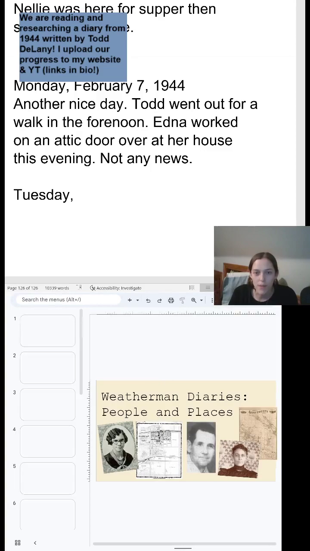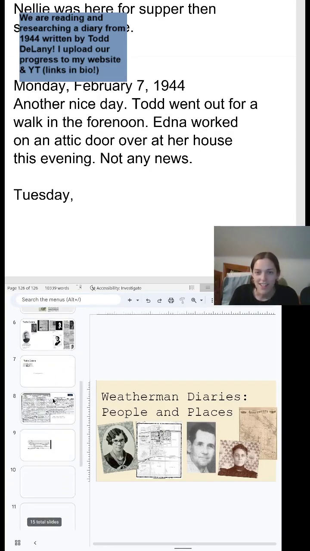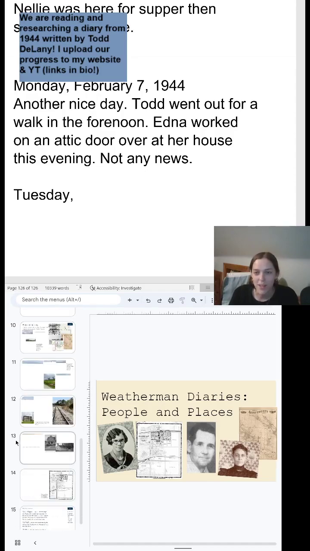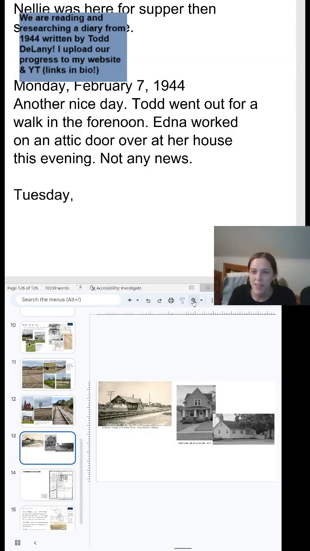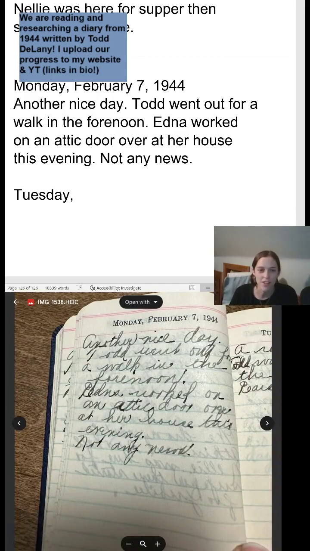So I was showing people yesterday on the test live all of my slides here. I'm a bit of a slide freak, but I've got pictures of Todd and Edna's houses here. I found them from old tax records and the assessor's office. So we've got Edna's house here, and this is Todd's house, and they're right next to each other. So they are on the same property, which is kind of what we had figured, just judging by the way the entries were written. It seemed like her house was on the same property.